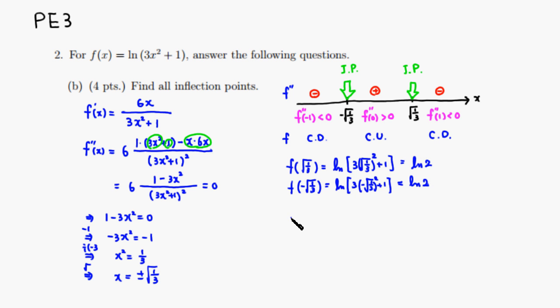So therefore, there are inflection points. The first one is positive square root of 1/3 and the natural log of 2, and the second one is the negative, so I can just write plus or minus. So there are 2 inflection points there. That's it. I hope that this was clear.